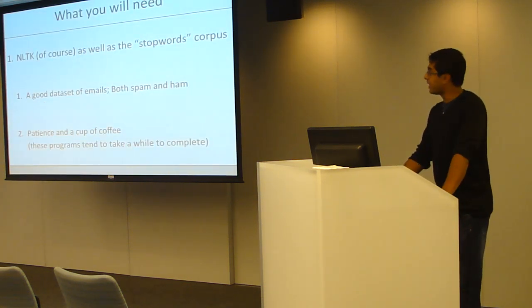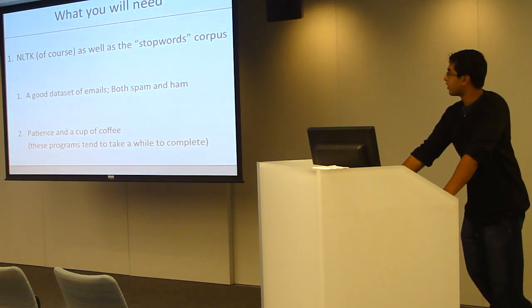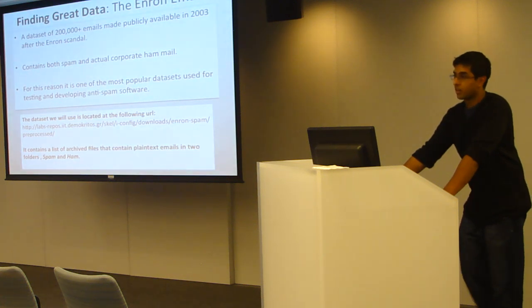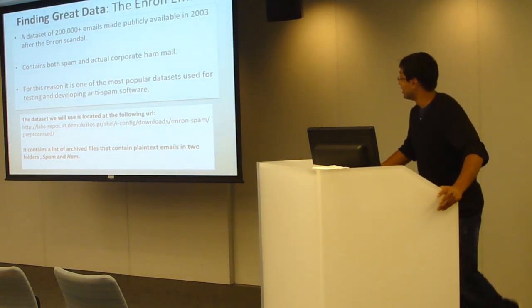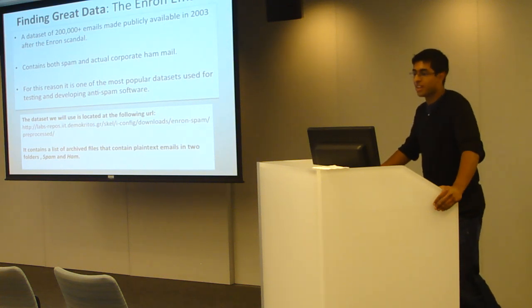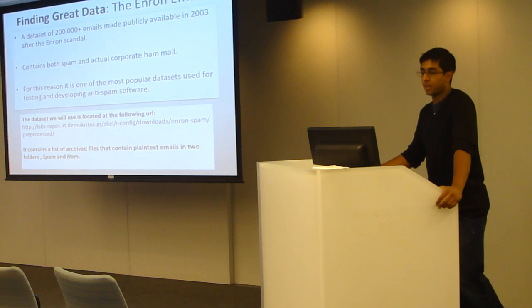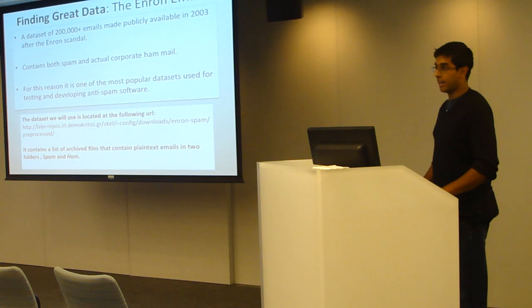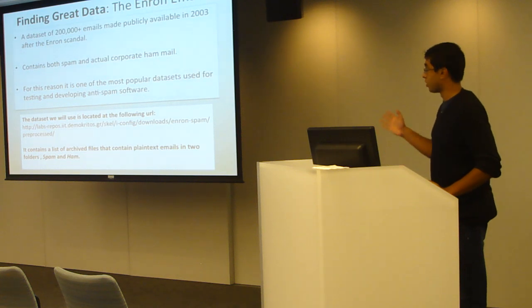So you're going to need NLTK, and you're also going to need a good data set of spam and ham, and a lot of patience as well. We're going to find some great data using the Enron email dataset, which was publicly available. It's a set of 200,000 and more emails that were made public after the Enron scandal, and it contains a lot of spam, which you can find commonly. You can probably find an entire dataset right in your spam folder, and actual corporate ham. So this is a good, reliable source of emails that were actually created by humans and circulated. For this reason, for developing anti-spam software, this is one of the most commonly used data sets.